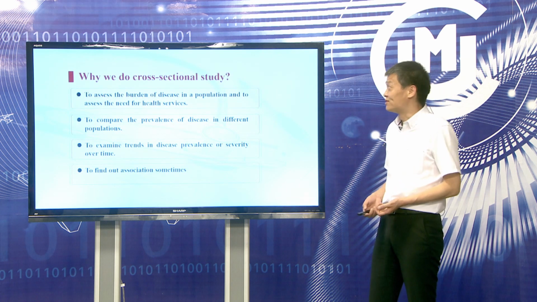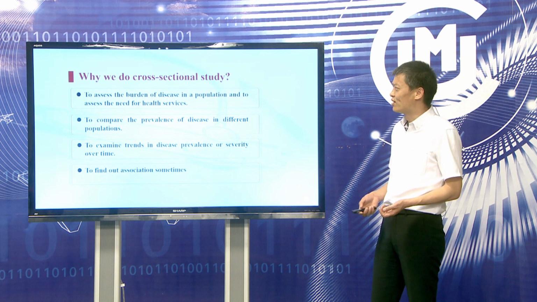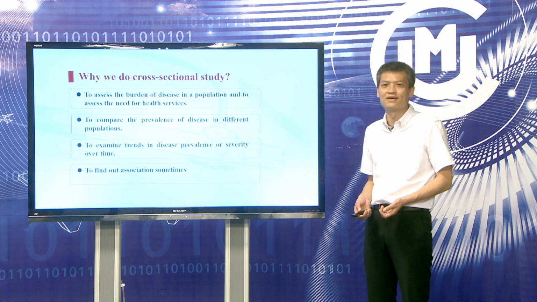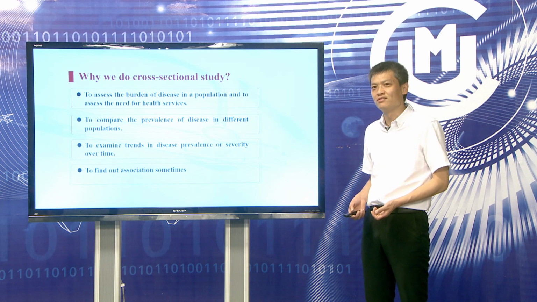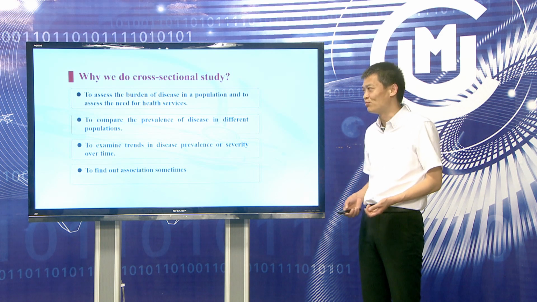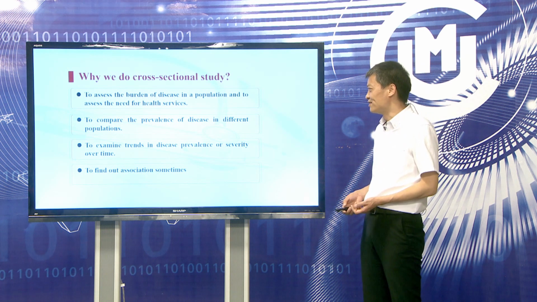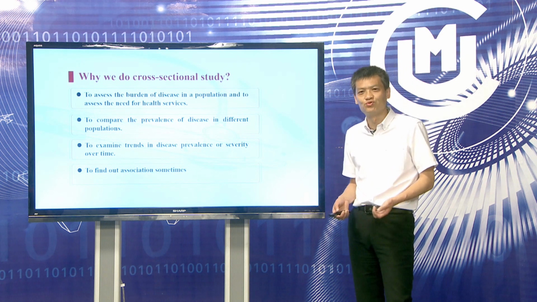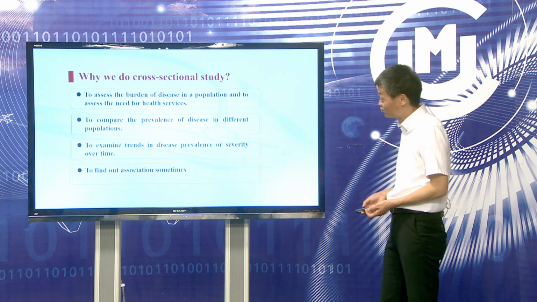Why do we do a cross-sectional study? The cross-sectional study helps us to assess the burden of disease in a population and to assess the need for health services. It helps us to compare the prevalence of disease in different populations, to examine trends in disease prevalence or severity over time, and to find out some associations sometimes.